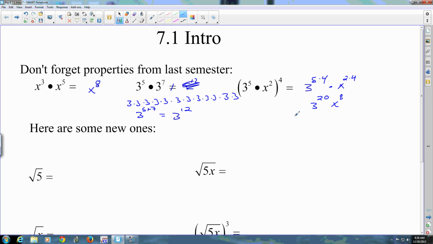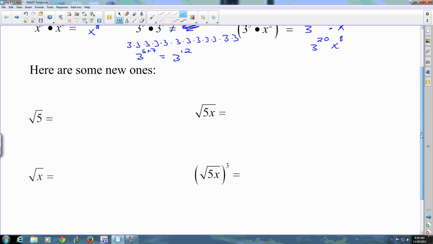Okay. Here's some new ones. A root, this would be a square root. Remember, when the 2 isn't written there, it means a square root. So that would be a square root. All of these here would be square roots. This means exactly the same thing as 5, and there's a 1 here. 5 to the 1 half.